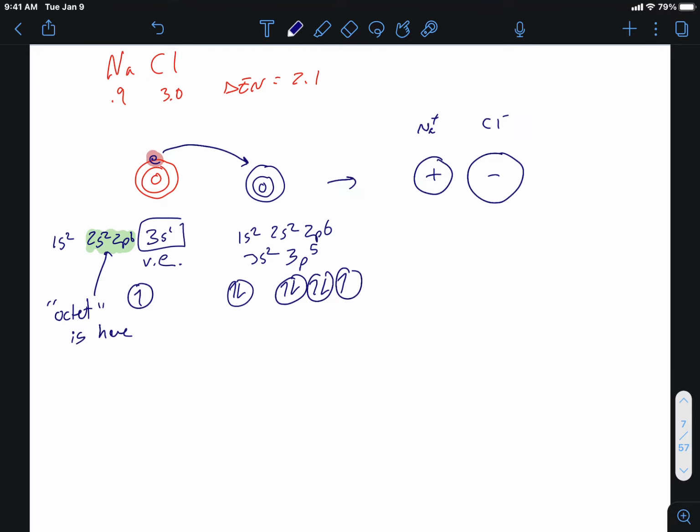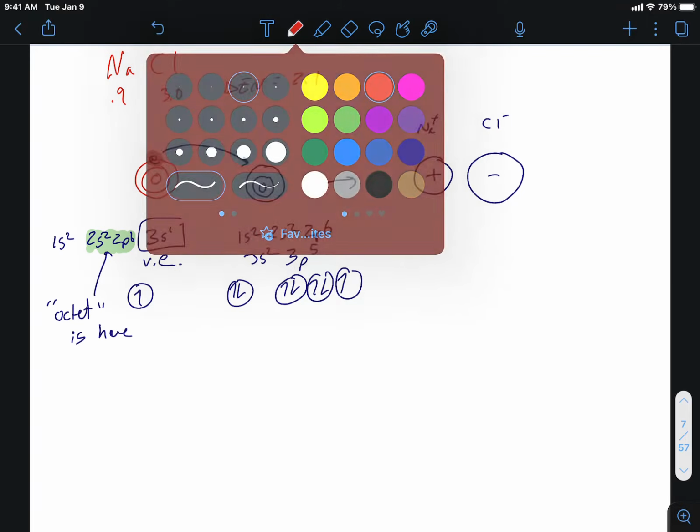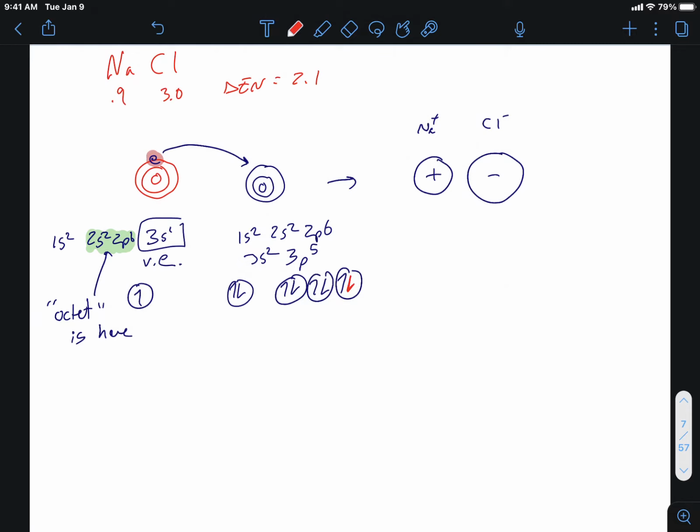When chlorine gains an electron and puts it in here, now it has an octet. The goal is for each atom to have an octet of valence electrons. They're more stable this way.